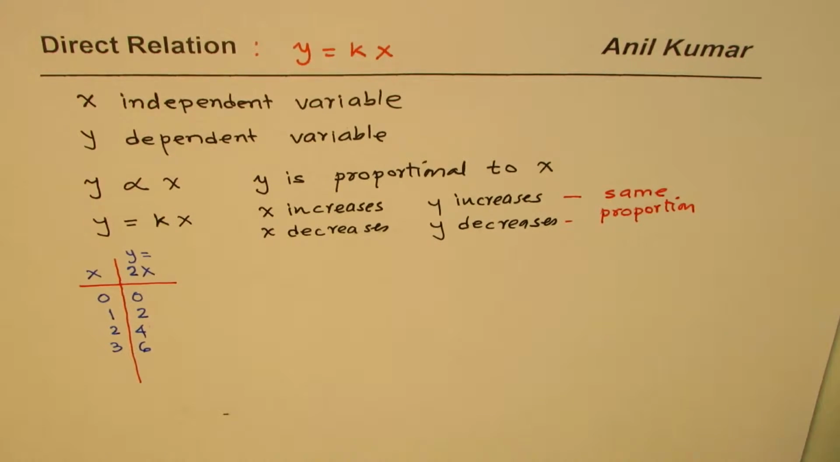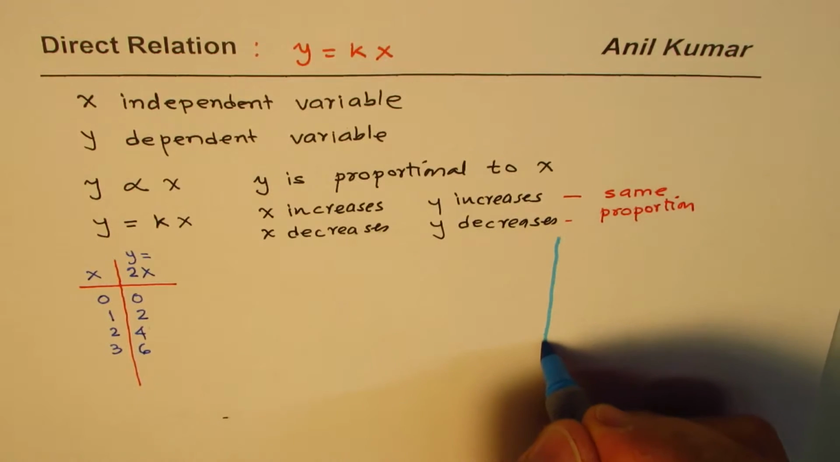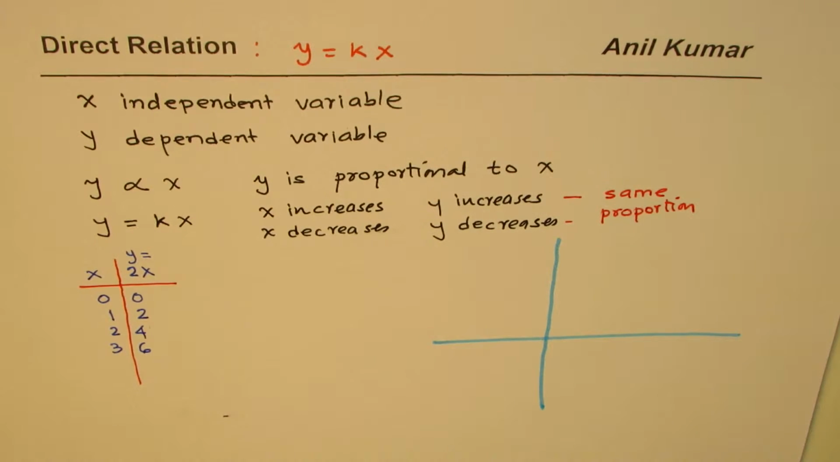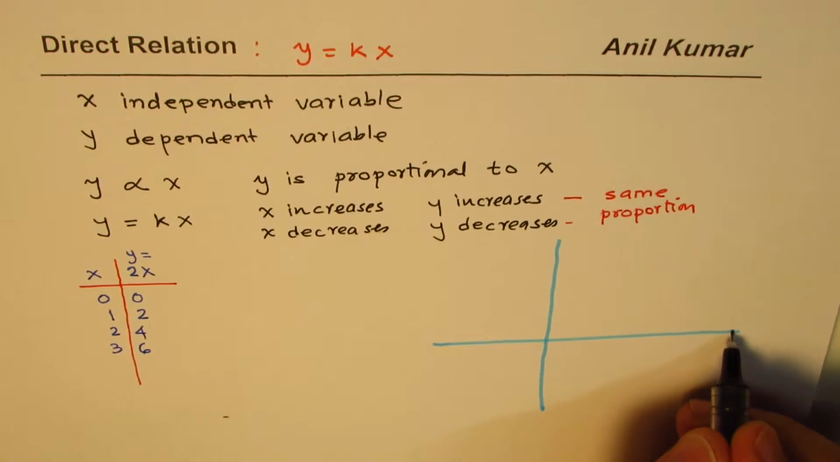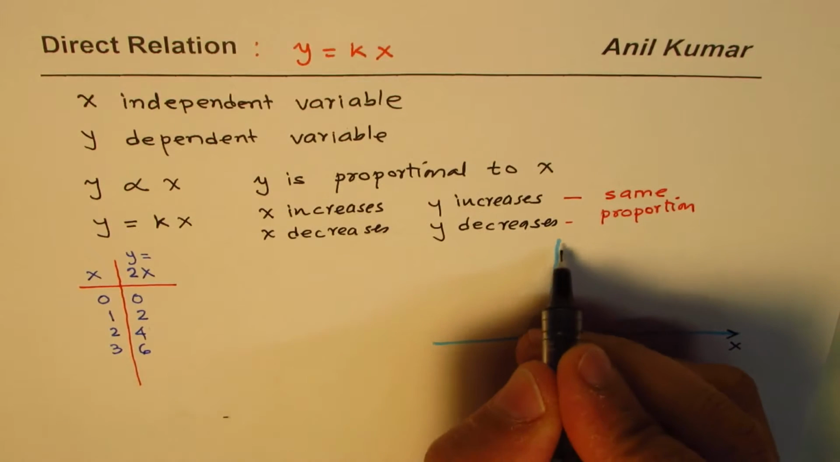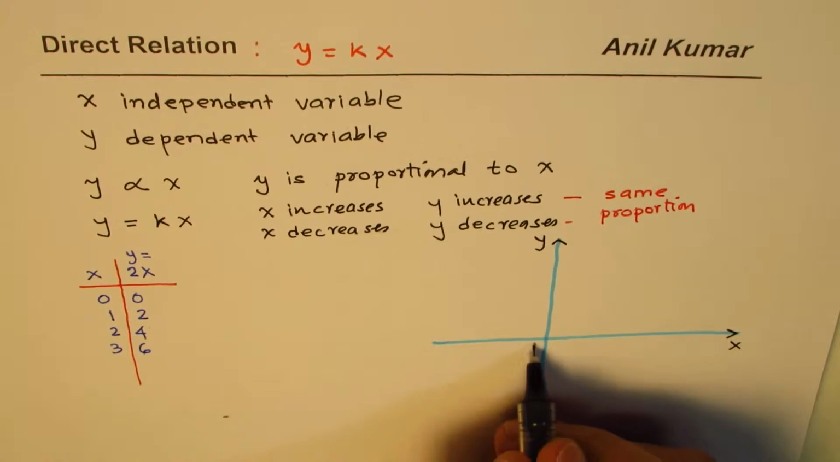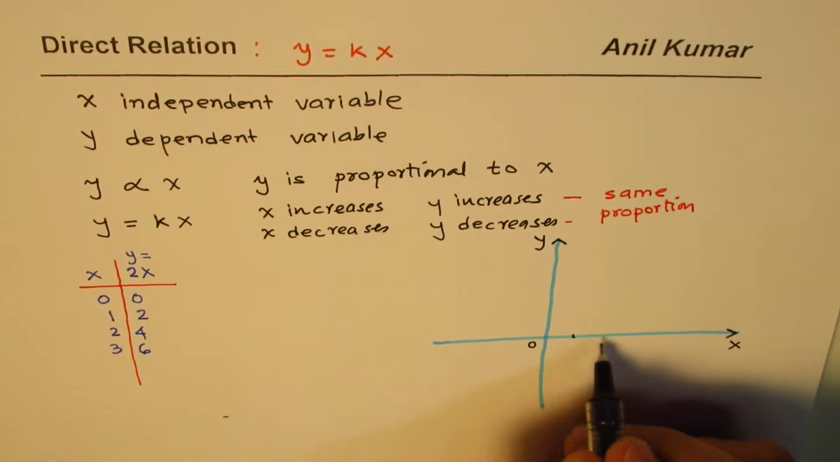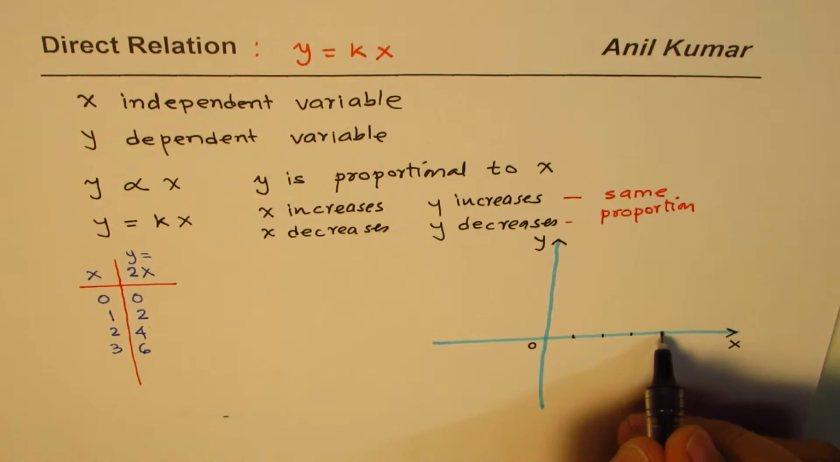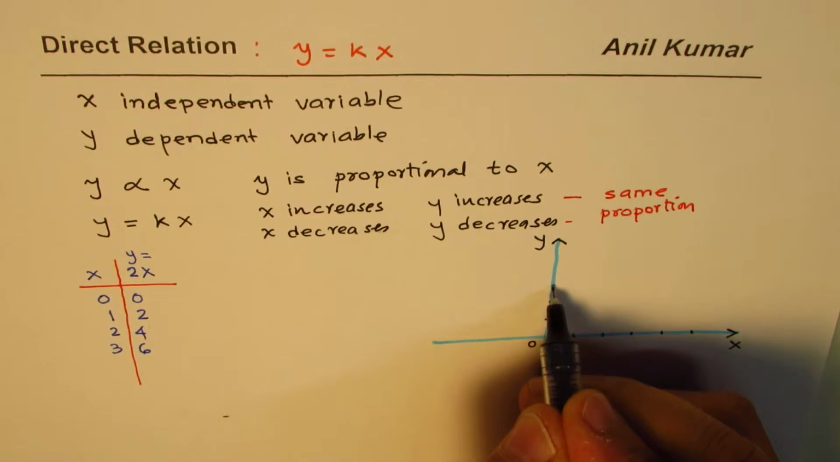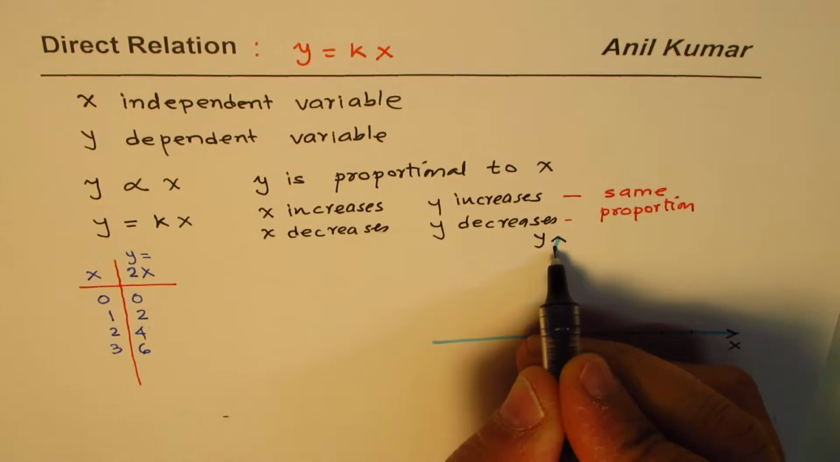Let us plot these values on a graph. So I'll create a graph here. So what we are saying here is on the x-axis we'll show the independent variable. The dependent variable will be on the y-axis. Here it is the origin. And let's say this is 1, 2, 3, 4, 5, likewise, right? And here we have 1, 2, 3, 4, 5.